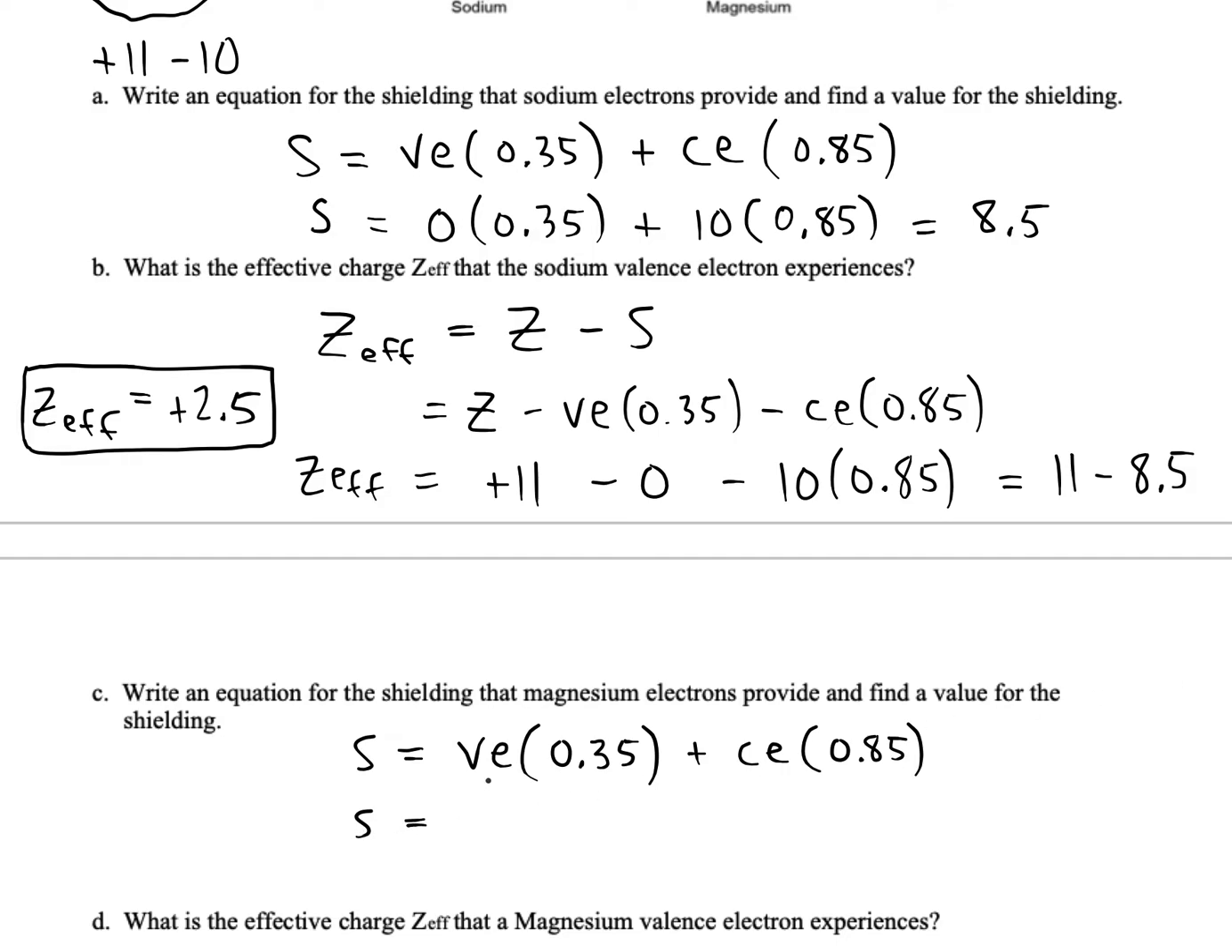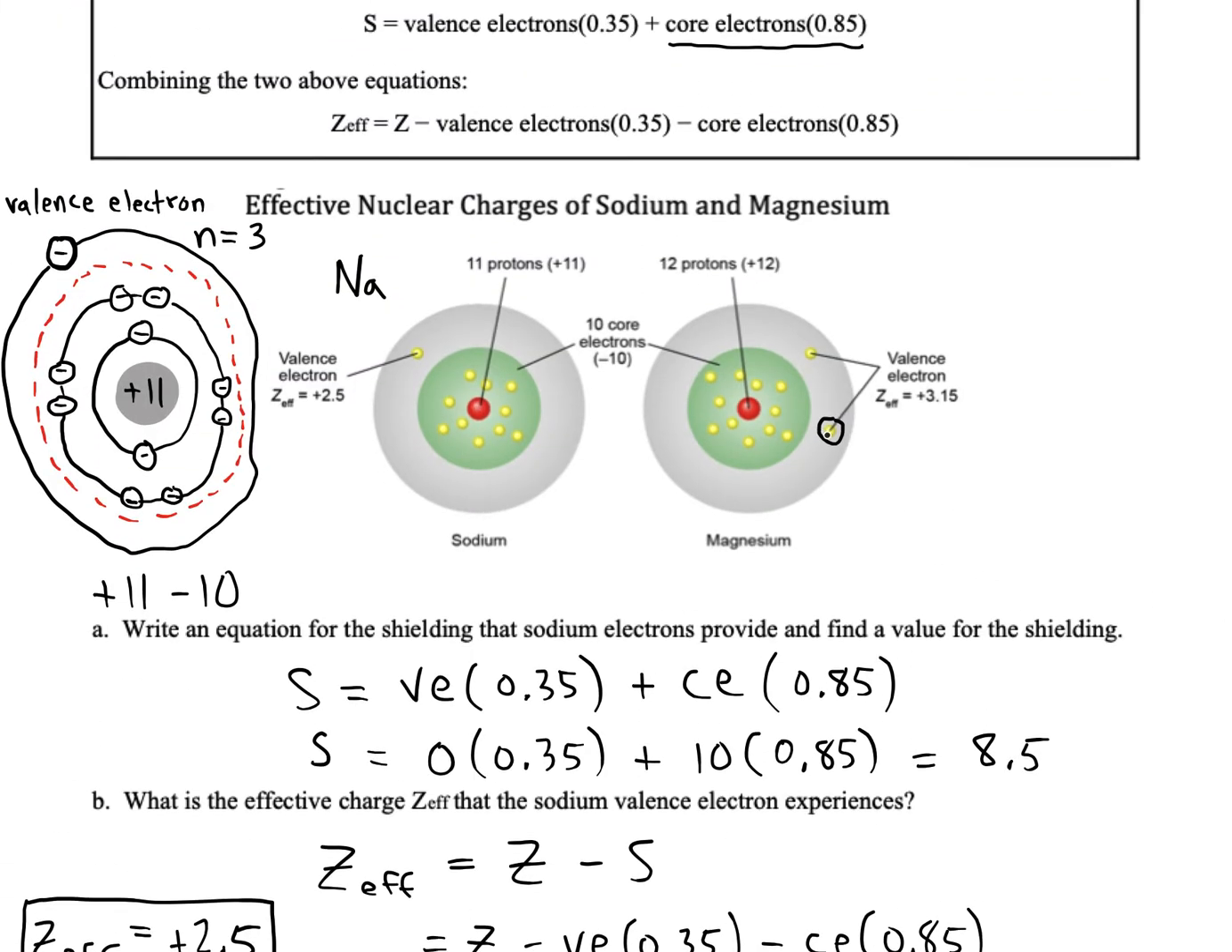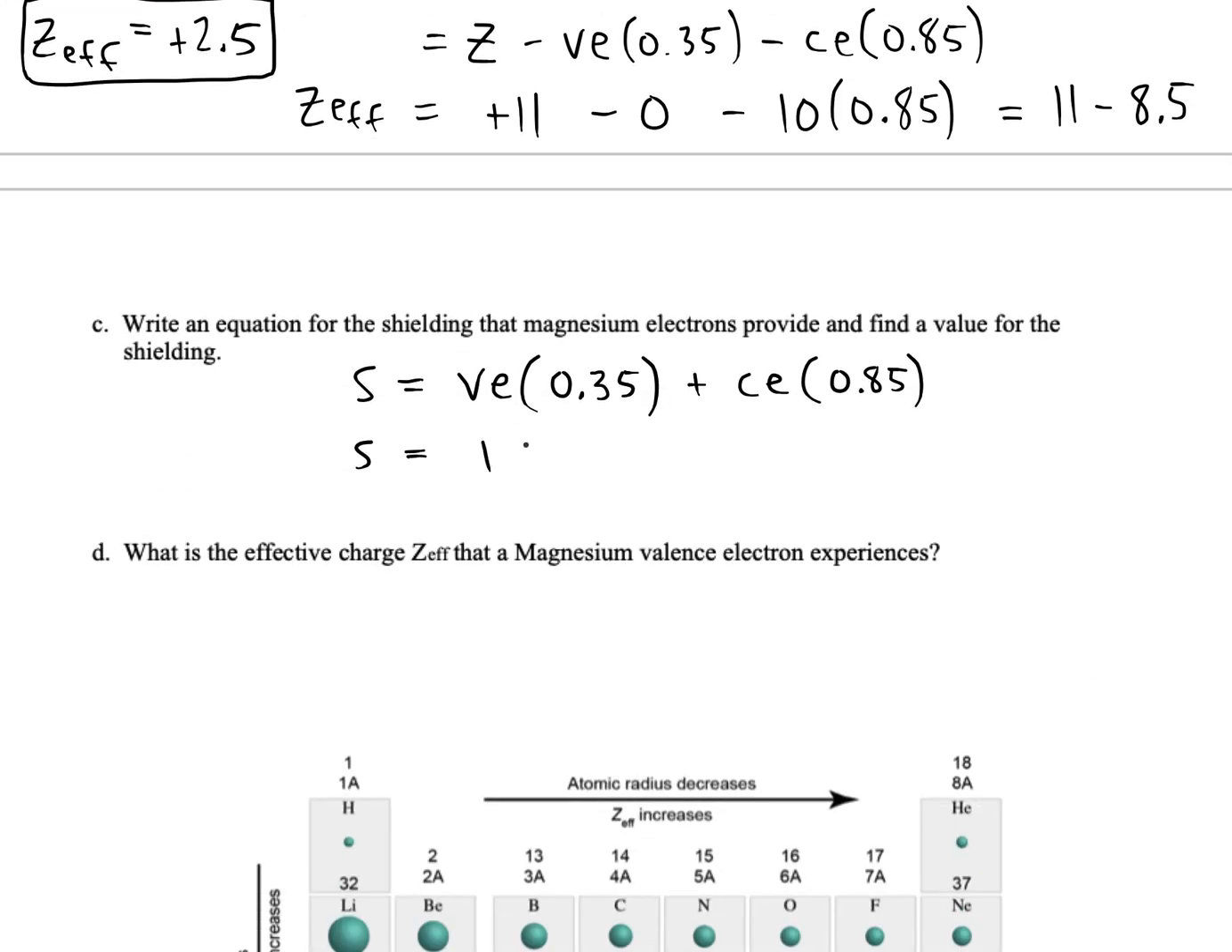Now, when it comes to the valence electrons, we don't include the one in question that we're trying to see the effect on. We just consider the rest. So we're going to just use 1 valence electron for magnesium. So let's do 1 times 0.35, and then we'll add in the 10 core electrons times 0.85. The shielding then becomes 8.85.